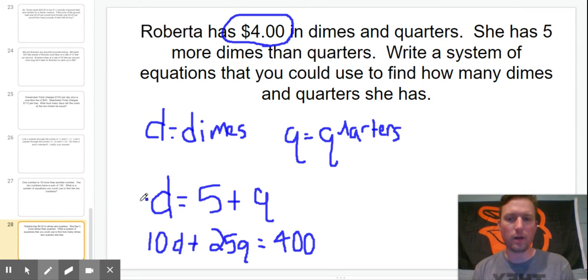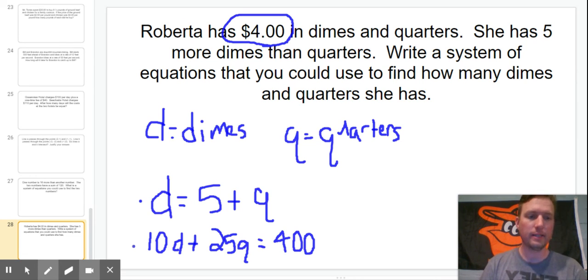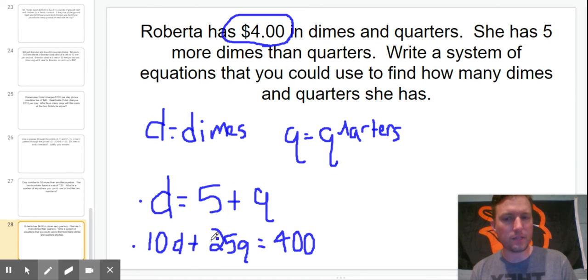So the first equation would be D equals 5 plus Q. My second equation would be 10D plus 25Q equals 400. That's how we would set up our system of equations to solve this. This, I think, is the hardest part of all of it. In talking with many of you during office hours, once you get to this point, you're pretty good at solving it. It's extracting the information from your problem to solve it.